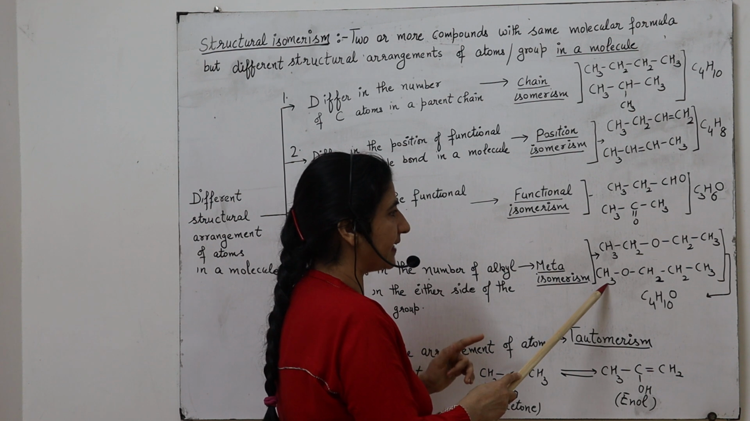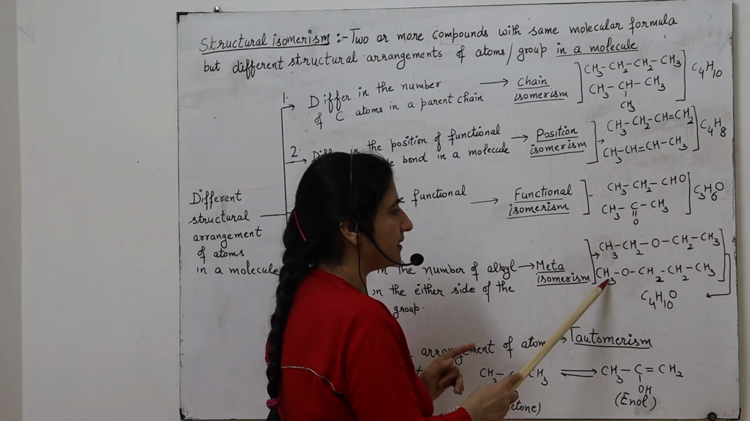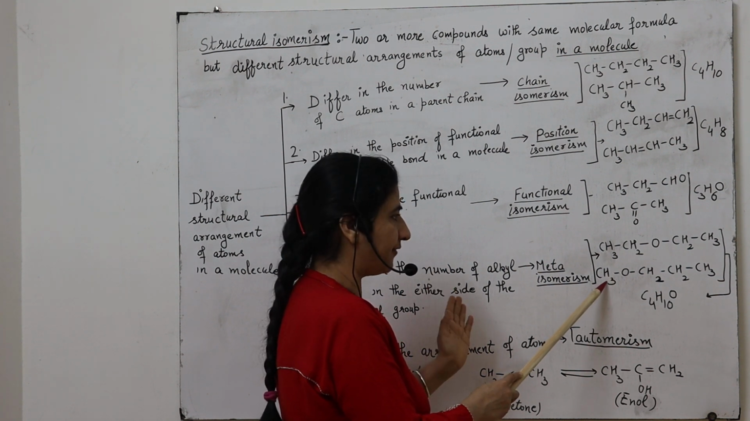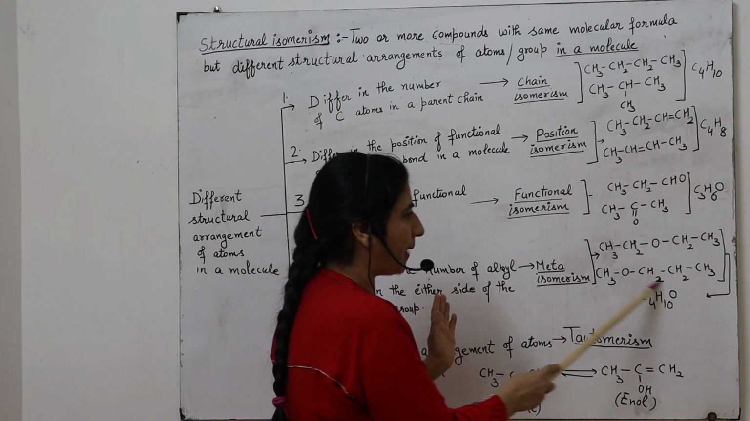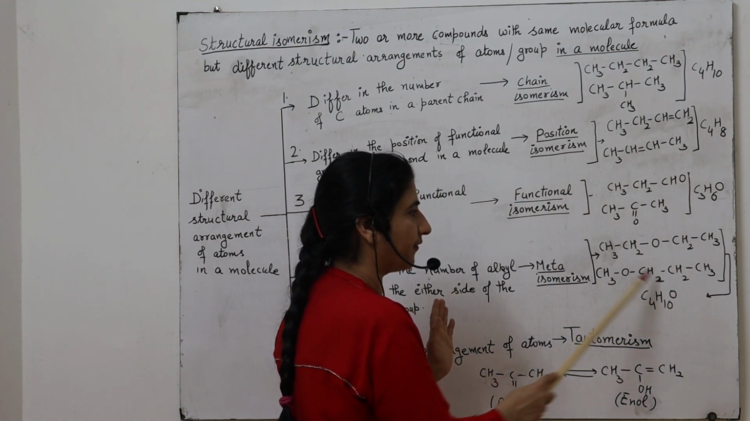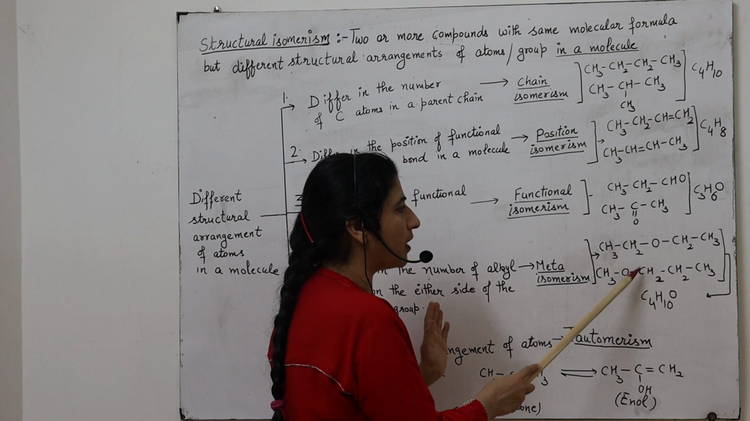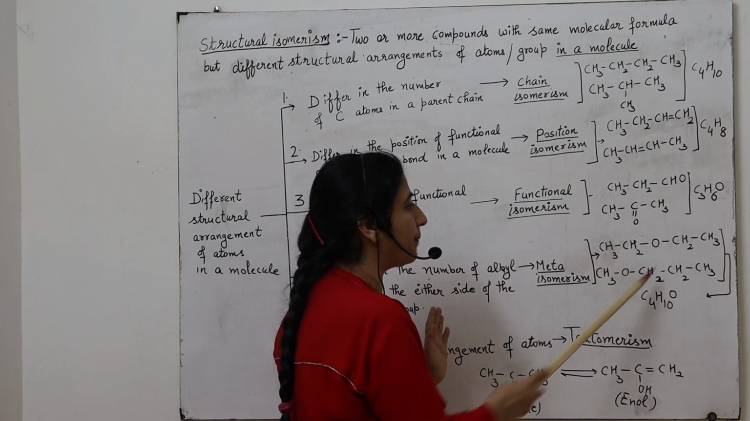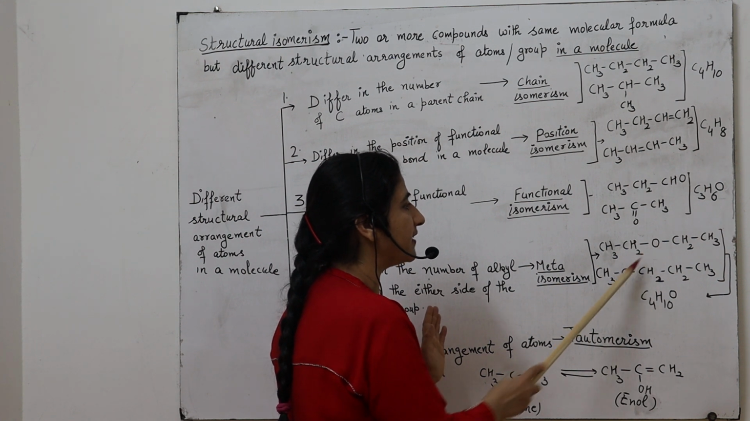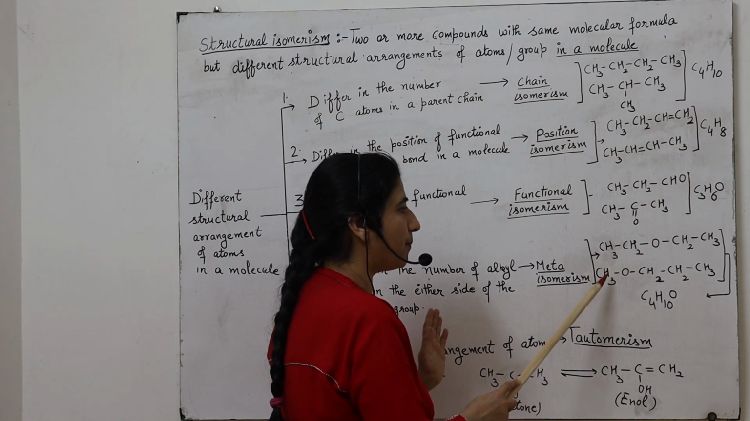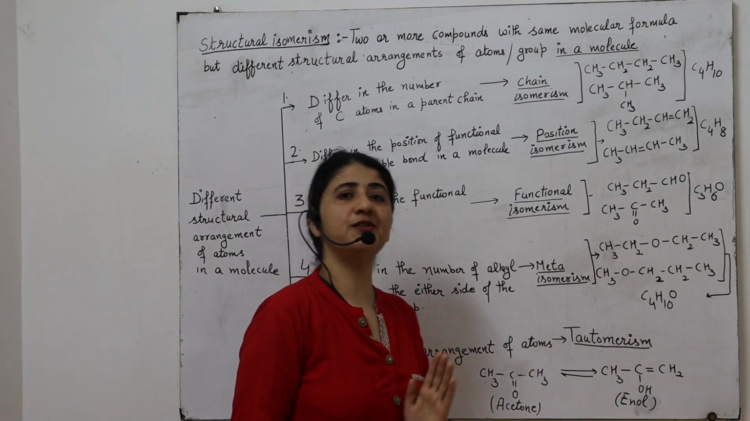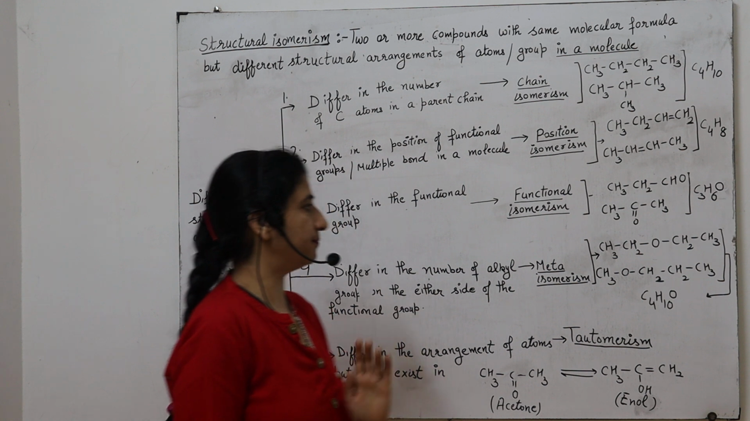But in the second case, one methyl group is present on the left side of the ether functional group, and a propyl group is present on the other side of the ether. It means these two compounds are different due to the different alkyl groups present on either side of the ether group. So these two compounds are known as metamers, and this phenomenon is known as metamerism.